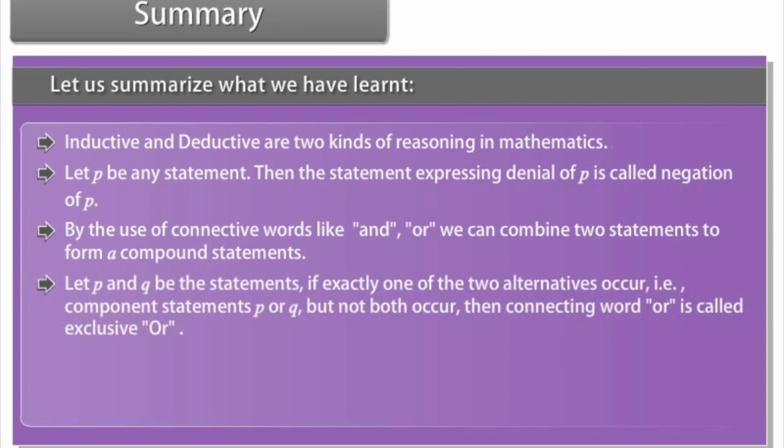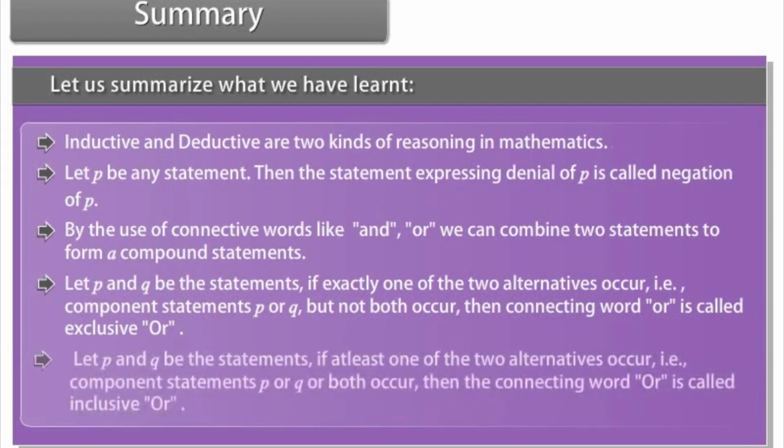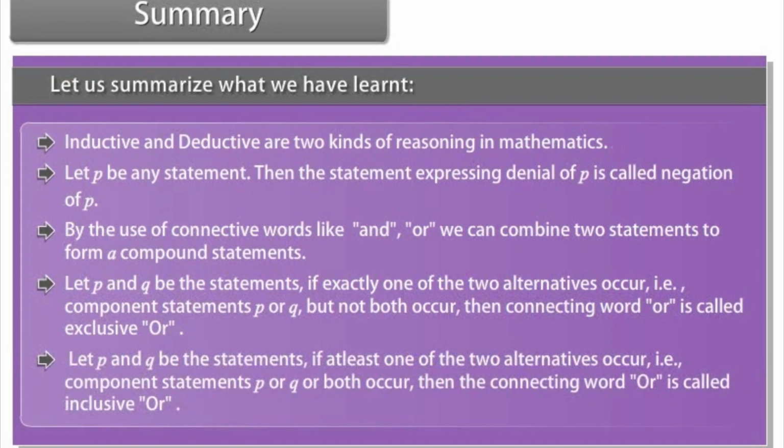Let P and Q be statements. If exactly one of the two alternatives occurs, that is, component statements P or Q, but not both occur, then the connecting word or is called exclusive or. If at least one of the two alternatives occurs, that is, component statements P or Q or both occur, then the connecting word or is called inclusive or.